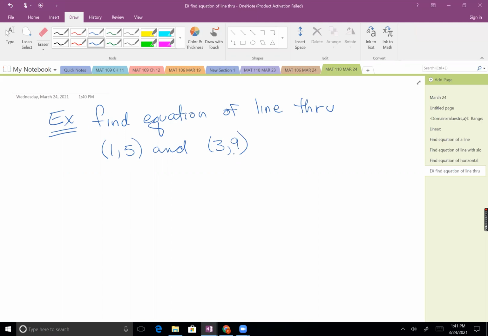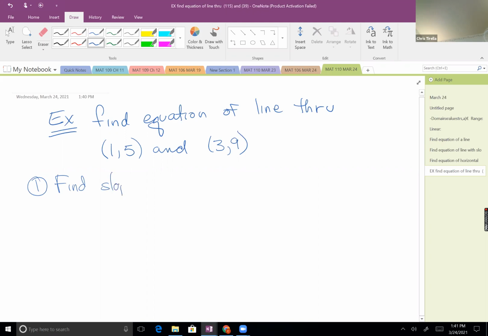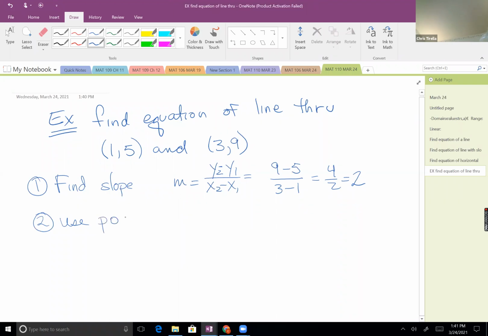Figure out the slope from the 2 points. Yeah, first thing we want to do is find the slope. So my slope formula is the difference in the y's over the difference in the x's. So that'll be 9 minus 5 over 3 minus 1, which would give me 4 over 2, or 2. And now we have the slope. We'll use the point slope formula. And it doesn't matter which point I use. I can use either point.